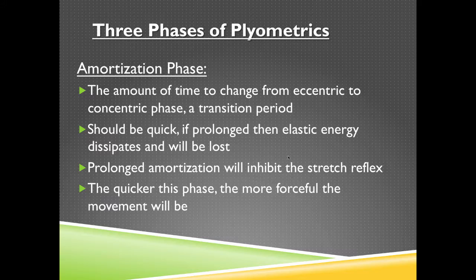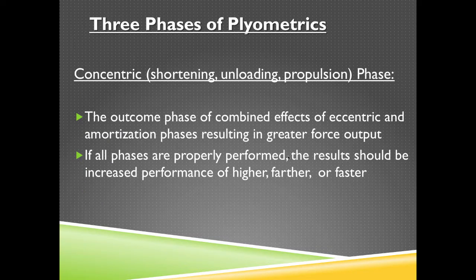The prolonged amortization will inhibit the stretch reflex, so we're trying to get that quick stretch reflex to occur at the muscle, so then you gain a more forceful contraction out of it. So the quicker this phase, the more forceful the movement will be. I think that this phase plays more into the agility and the athleticism of the individual doing the sport. So an individual that's more agile, that's able to quickly change direction, I think that they're going to get more out of the plyometric activity, or be able to get a greater result out of it.